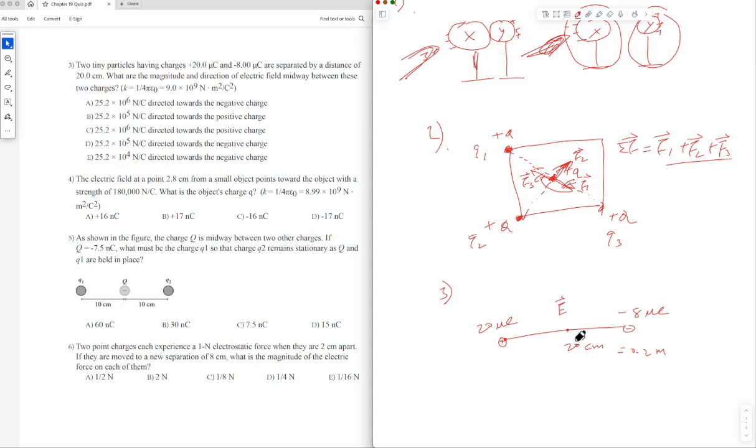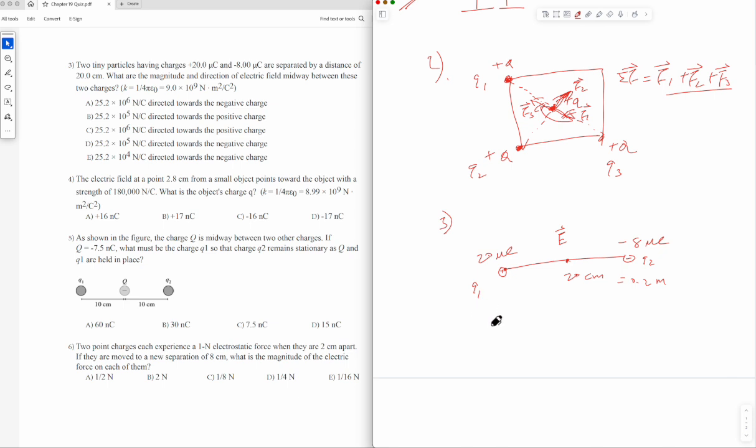It asks about the electric field, so you have to look at the electric field. We call this Q1 and this Q2. The electric field due to Q1 and Q2 at this location. Here is the equation: E, magnitude-wise, equals kQ over r squared. However, if we talk about the net electric field, it equals E1 plus E2.